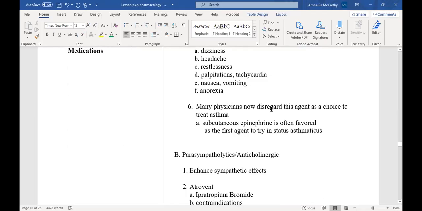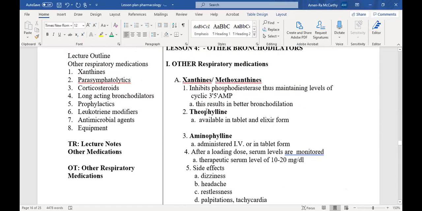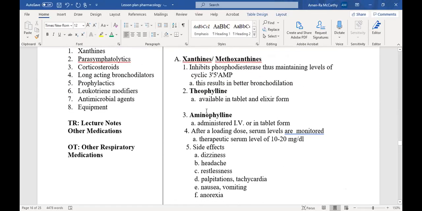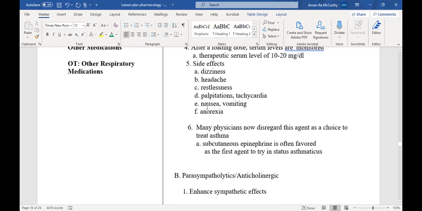Number 6 just says many doctors now disregard this agent as a choice to treat asthma, right? You used to use xanthines to treat asthma. Asthma is going to cause their lungs to bronchospasm, where we can not only give them the anticholinergic to keep them from constricting, but we can also give them theophylline or aminophylline all the time, just as a prophylactic for asthma, right? So we don't want them to have an asthma attack at all, but they stopped doing that because it has such bad side effects, okay?